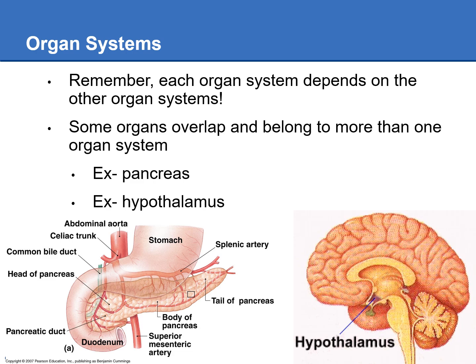And then also there are some organs that belong to more than one organ system. So for example, the pancreas, which is located right below your stomach here. If you think about it, the two organ systems that it belongs to, it's part of your gastrointestinal system, because it does make digestive enzymes to help you break down your food. And it's also part of your endocrine system, because it does make hormones like insulin and glucagon, which we'll learn about later.